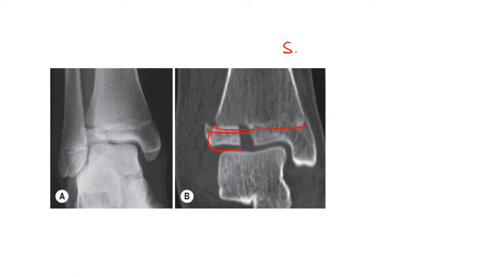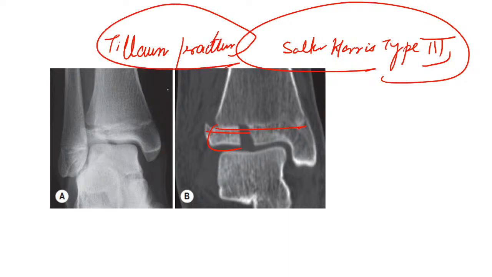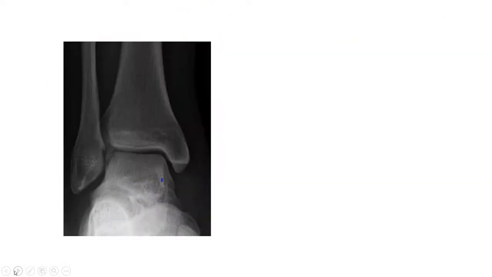Okay. So this is a Salter-Harris type 3 fracture, and along with that, guys, this is also known as Tillaux fracture. Okay, Salter-Harris type 3 fracture, also known as Tillaux fracture, and in aviator fracture, there is fracture of the talus. There is fracture involving the talus.